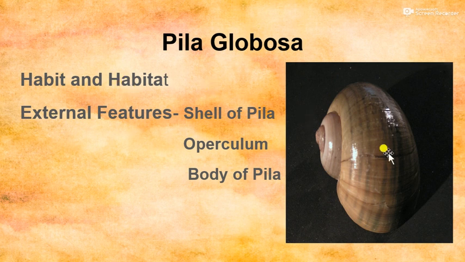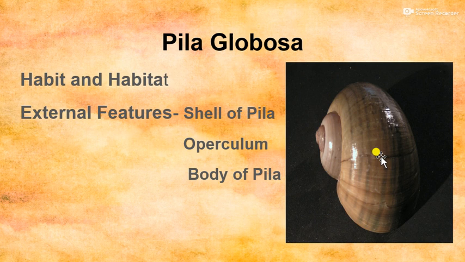Pila globosa is one of the largest freshwater mollusks. It is commonly found in freshwater ponds, pools, tanks, lakes and marshes, rice fields and sometimes even in streams and rivers. They occur in those areas where there is a large amount of aquatic vegetation like Vallisneria and Pistia for food. They are amphibious, being adapted for life in water and on land.